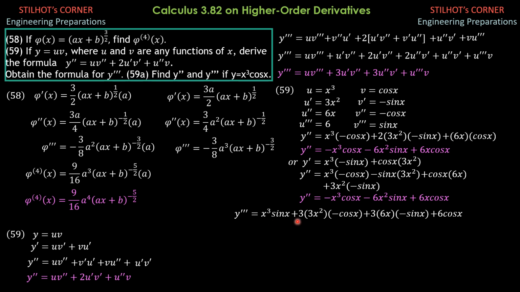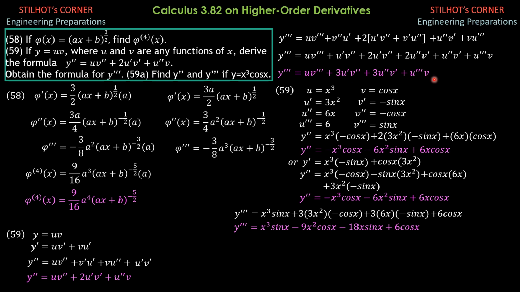So simplifying, y triple prime is now x cubed sine x minus 9x squared cosine x minus 18x sine x plus 6 cosine x, which is that. By the ordinary way, so this is the ordinary way because we're not going to memorize that formula, or it will be difficult to memorize that formula.